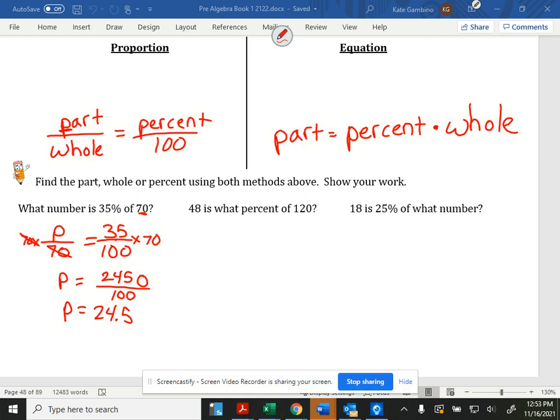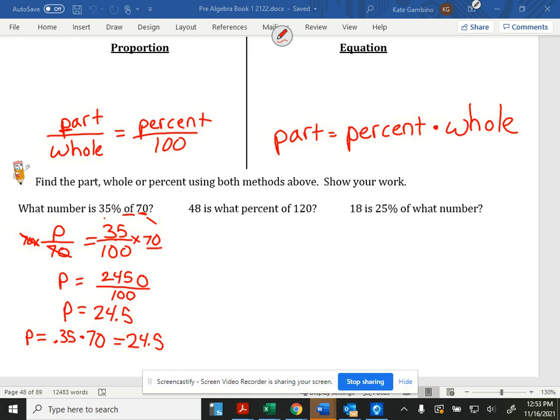We don't know the part. That's what we want to find. So part equals percent, which is 0.35 times the whole, which is 70. Doing that same math. 35 times 70, 0.35 times 70. It's just when we did the proportion, we had to divide out that 100. But we're going to get the same answer because we're doing the same math, just slightly different. You see how we did that?